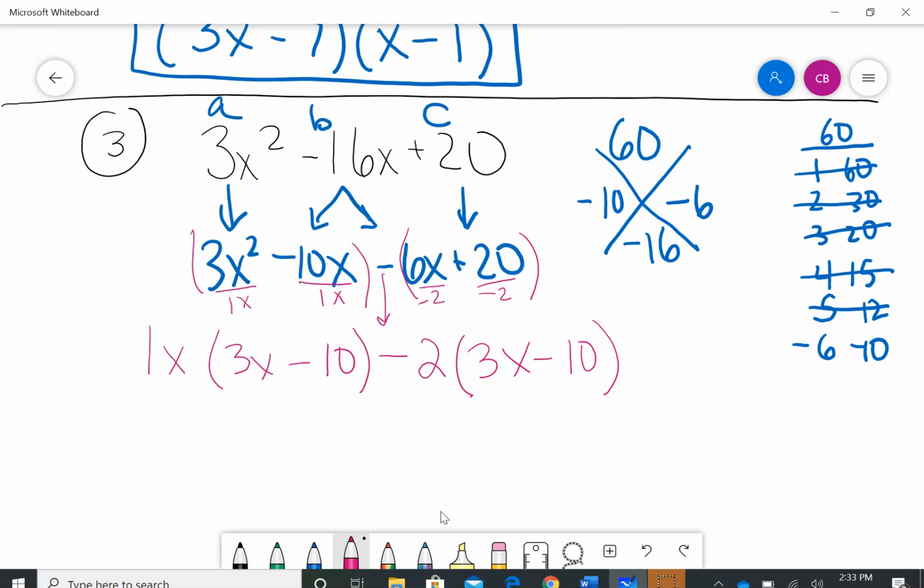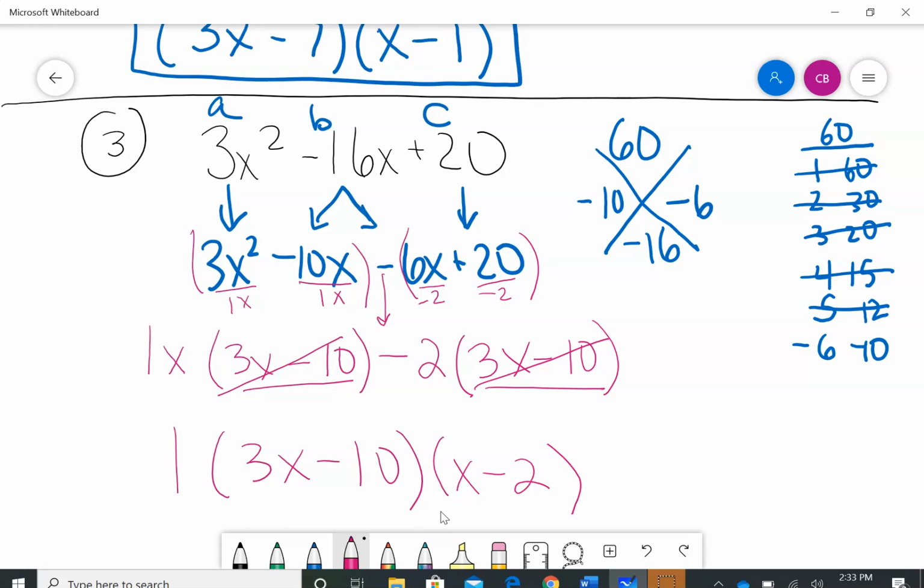Okay, so now looking at our factors, the 3x minus 10s are the same. So 3x minus 10 is a factor. 1x minus 2, or just simply x minus 2, is the other factor. And this is our factored form. All right.